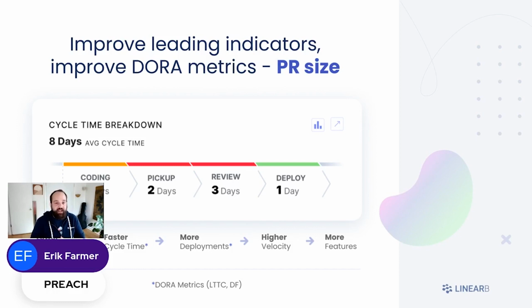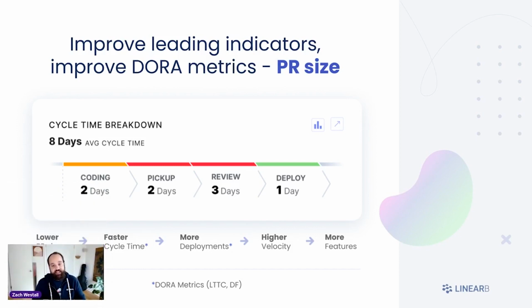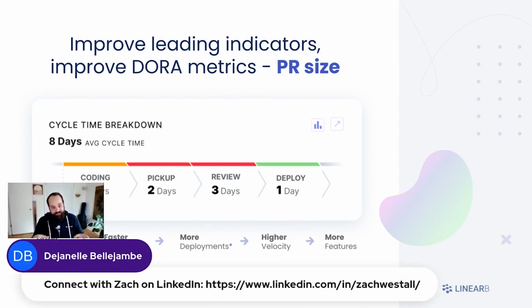As I said before, by improving your leading indicators, you'll improve your DORA metrics. So let's look at PR size here. A smaller PR means a faster cycle time, and DORA metrics here are denoted with an asterisk next to them. Smaller PRs, faster cycle times. Faster cycle times, more deployments. More deployments means higher velocity. Higher velocity means more features. More features delights the business. And that is how you improve your leading indicators, you improve your DORA metrics, you improve your business outcomes.